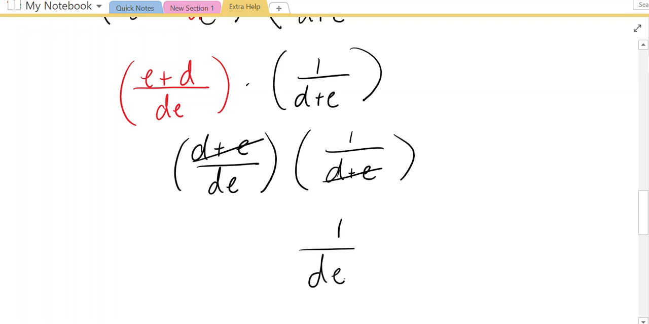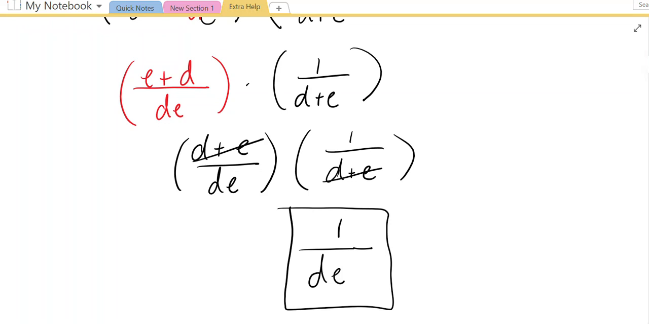Again, because we are going to assume that our variables are positive, that's most likely what the directions would say. I'm not going to write any restrictions on this, but if we didn't have that disclaimer, then we would want to state our restrictions that D can't be 0, E can't be 0, and D can't equal negative E.